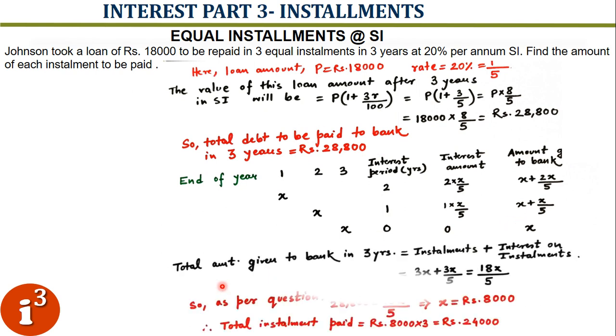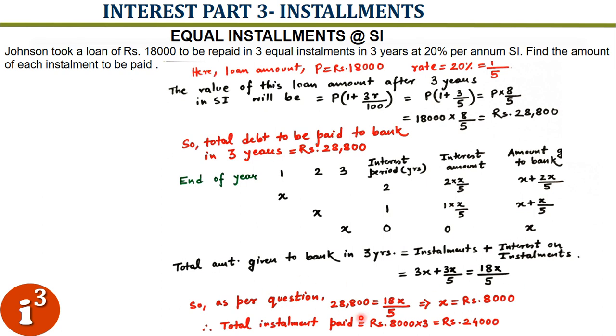Okay, so the total amount given to the bank in 3 years is the installments you have given plus the interest which these installments have generated. So this is 3x in installments we have given. This has generated 2x plus x by 5, 3x by 5. So in total you have given 3x, but its value now after 3 years will be 18x by 5.